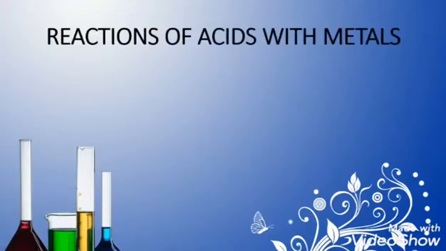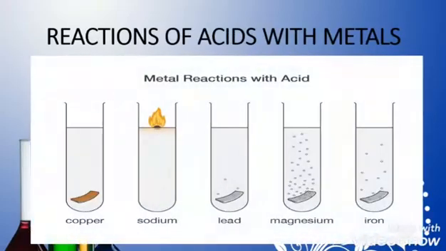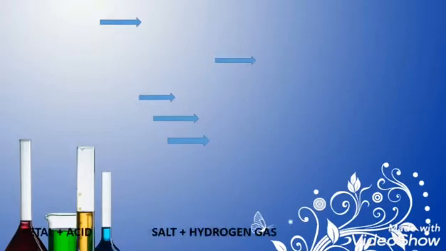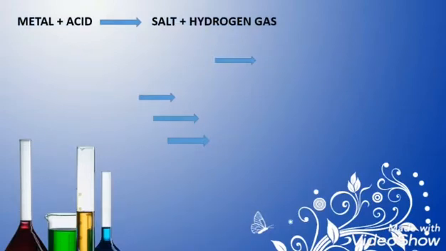The first reaction of acids is the reaction with metals. Metal reacts with acids, forming salt and hydrogen gas. The photo shows some metals reacting with acids. Examples of metals that react with acids are copper, sodium, lead, magnesium, and iron. The first reaction is between a metal and an acid to give salt plus hydrogen gas.